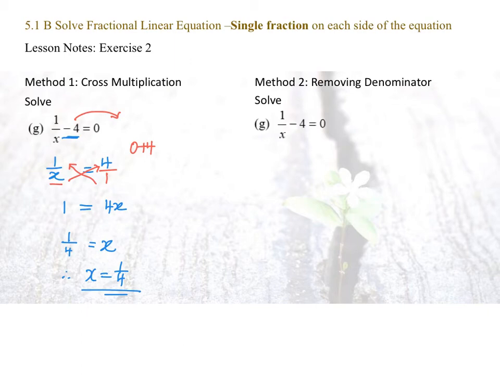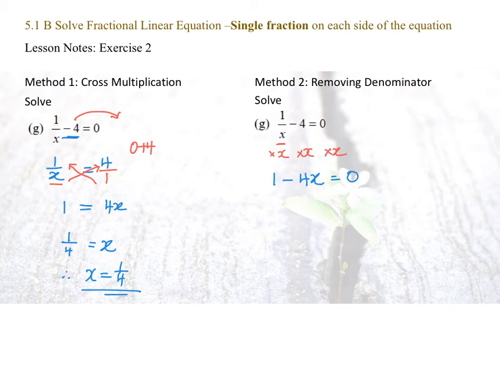Alternatively, if you do not understand cross multiplication, you can also multiply the denominator away. So what we're going to do now is multiply by x. X is my denominator, so I'm going to multiply x to every single term. And that will give me 1. My denominator disappears. Subtract 4 times x gives me 4x. And 0 times x gives me 0, as 0 multiplied to anything is still 0.